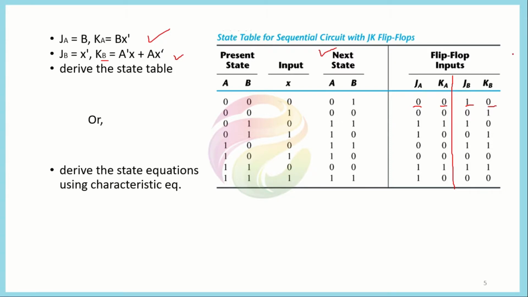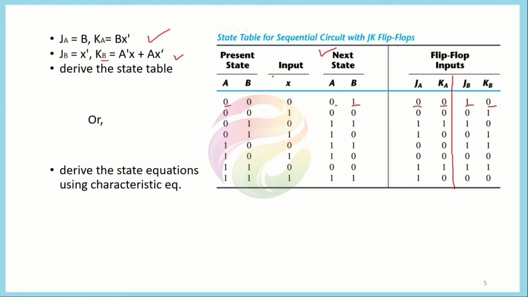Having JA and KA at 0 sets the next state of A equal to 0, because the current state will hold and there would be no change according to the JK flip-flop table. So we would have A equal to 0. But for the second flip-flop, when JB is equal to 1 and KB is equal to 0, that sets the flip-flop, meaning the output would be equal to 1. So in that case, B would be equal to 1.